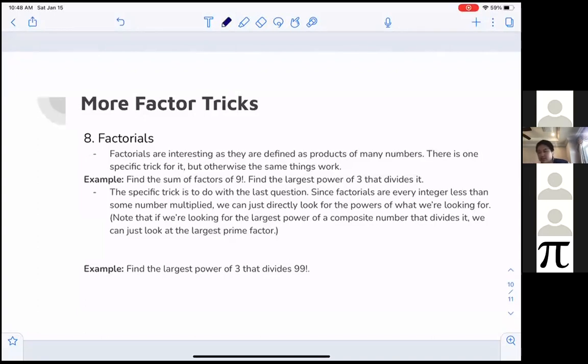So find the sum of the factors of 9 factorial. Find the largest power of 3 that divides it. The specific trick is to do with the last question, because for some of the factors of 9 factorial, you have no choice but to just factorize. Since factorials are every integer less than some number multiplied, we can just directly look for the powers of what we're looking for.